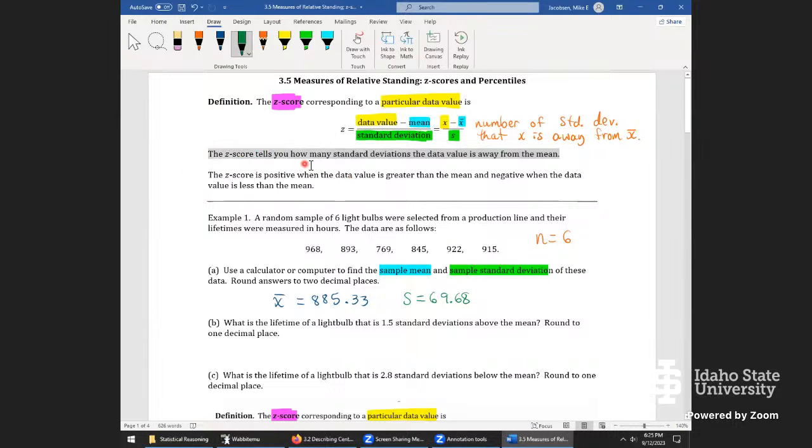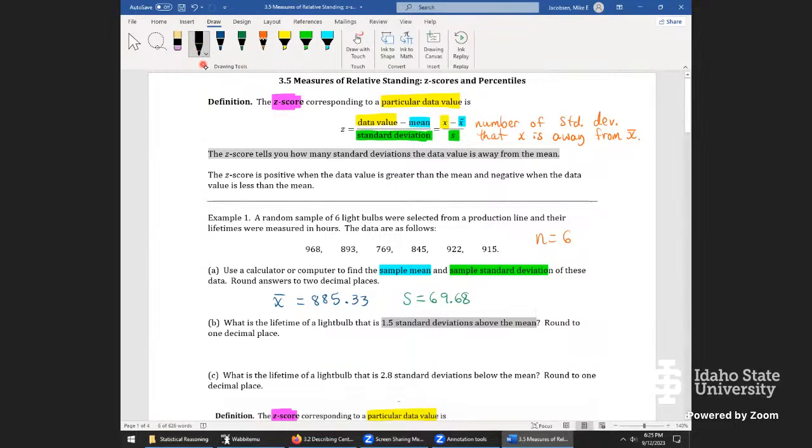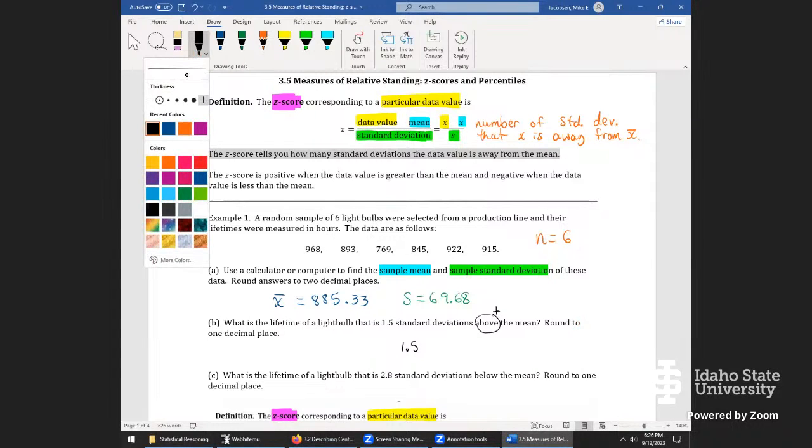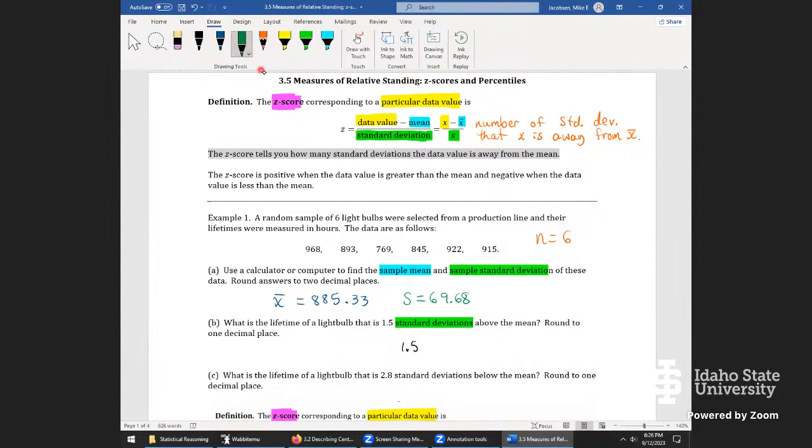So the z-score always tells you how many standard deviations the data value is away from the mean. We're going to be 1.5 standard deviations above the mean. Well, we really just have to go like this. Let's take 1.5 standard deviations. Right here where it said above, we're going to use a plus. Oh, and I forgot one thing. Let me back up to this portion. It says 1.5 standard deviations, so right where it mentions standard deviations, just insert S.